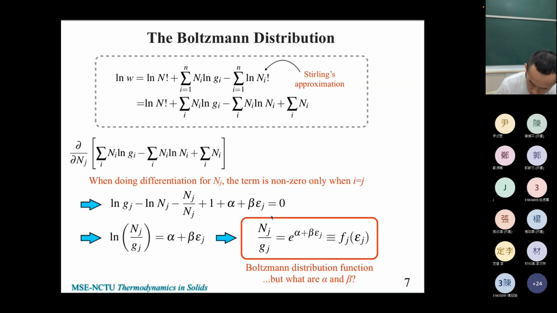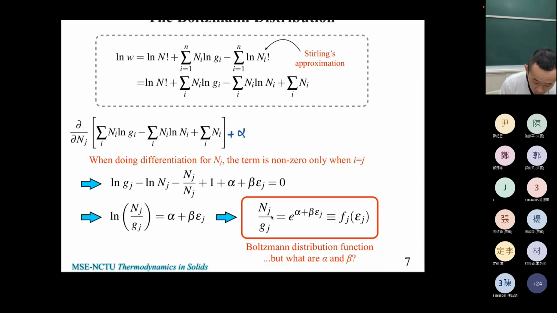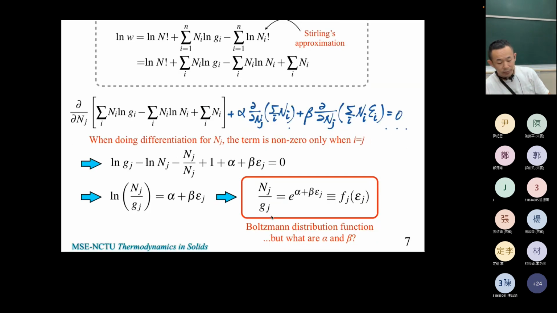And also, don't forget the Lagrange multiplier part: plus alpha times sigma ni, plus beta times sigma ni epsilon i, equal to 0. Okay, so this is the next one.